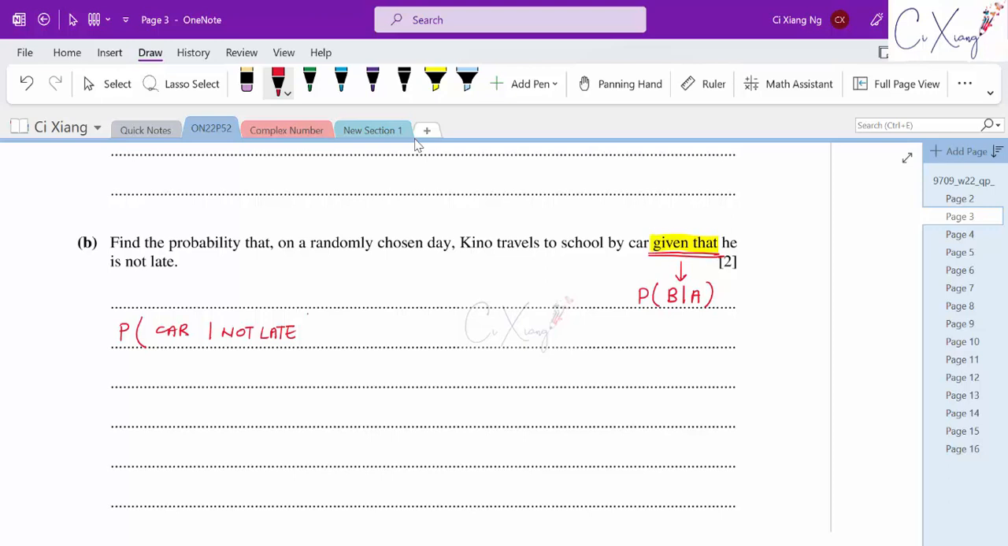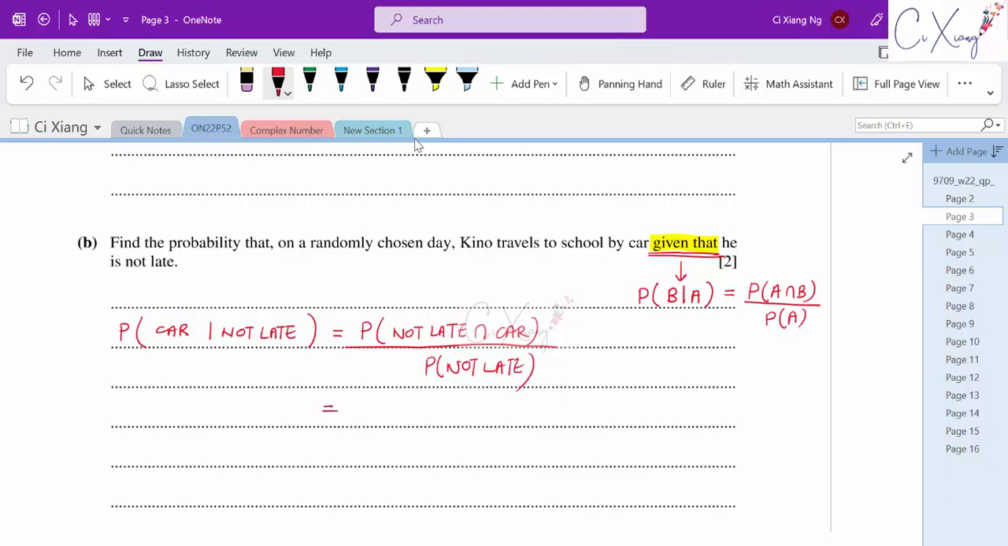As the general formula for conditional probability, it is the probability of A intersect B divided by the probability of A. That means we already know that A happened, and we want to know the probability that B will happen. According to the general formula, I want to convert it into the context of the question. A intersect B will be not late intersect with car, divided by the probability of not late. A is not late, right?